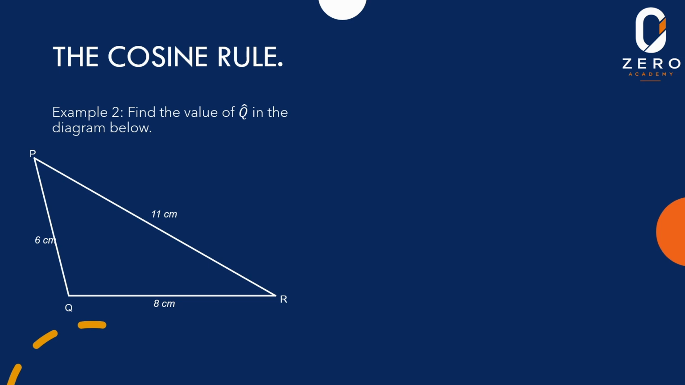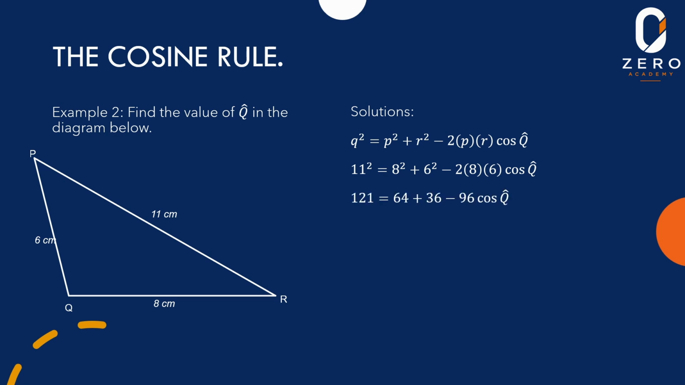Find the value of angle Q in the triangle below. We are given the lengths of all three sides of a triangle. And again, I'm going to write down my cosine rule. Q squared is equal to p squared plus r squared minus 2p multiplied by r cos of angle Q. And substituting in now my values, I'll have 11 squared is equal to 8 squared plus 6 squared minus 2 times 8 multiplied by 6 cos of angle Q. And simplifying that a little bit further, we'll have 121 is equal to 64 plus 36 minus 96 cos of angle Q. And again, simplifying a little further, we'll have 121 is equal to 100 minus 96 cos of angle Q.